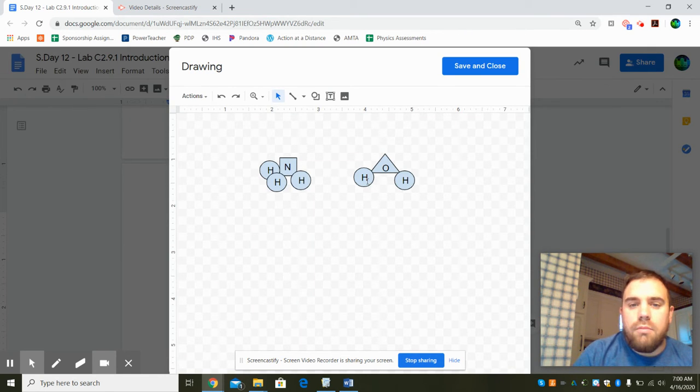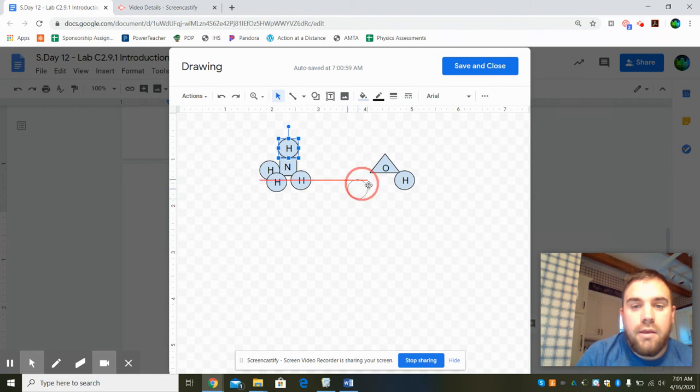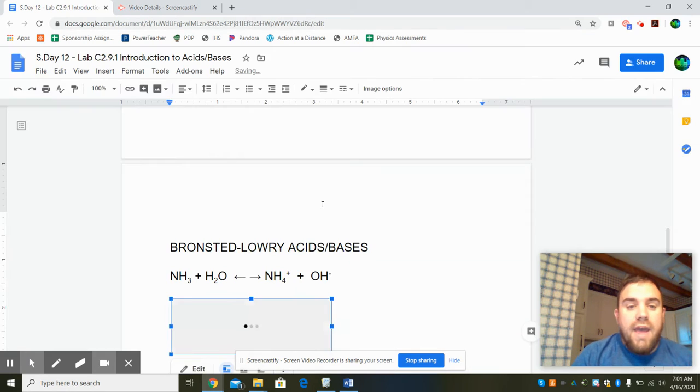Then what we're doing is basically taking one of these hydrogens from here and moving it here to form the ammonium molecule. And this is in equilibrium, which means that it's bouncing back and forth depending upon what the equilibrium constant is. So that is your product there of NH4 and ammonia.